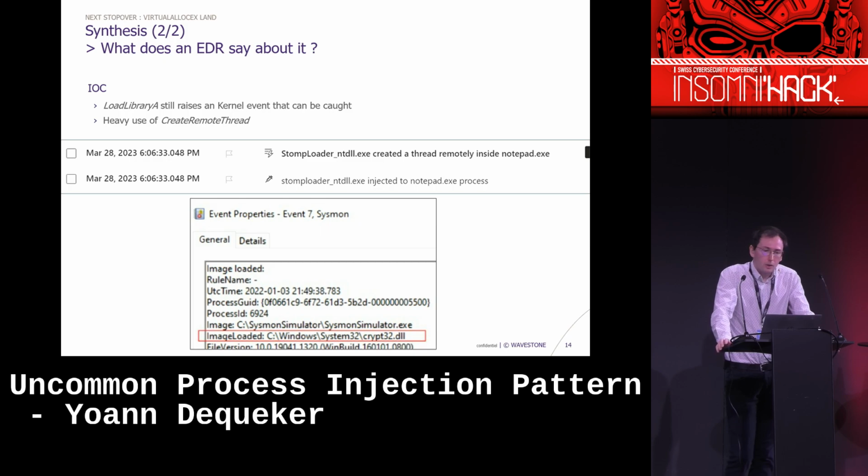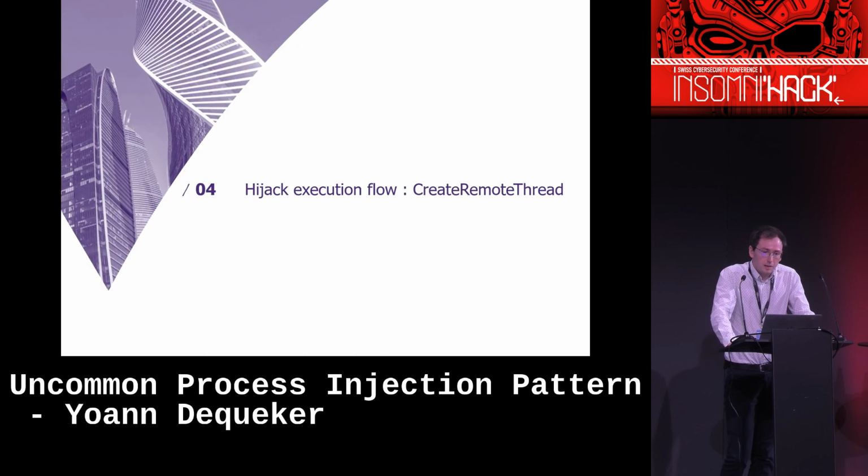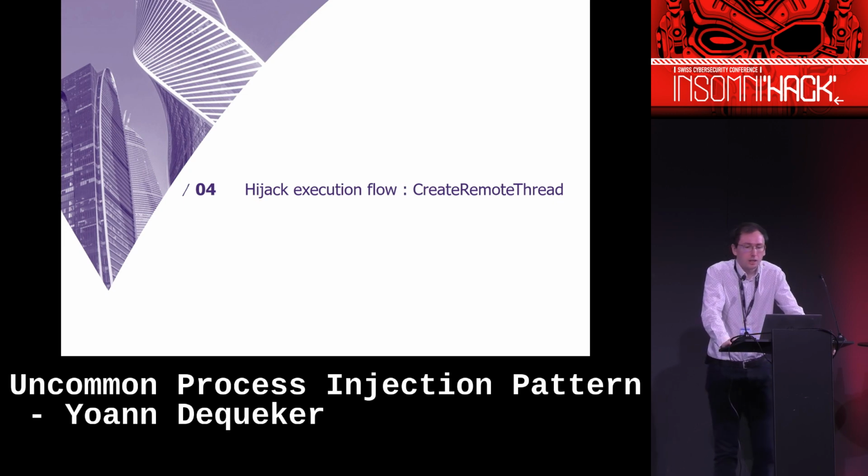So what we have done is kind of nothing. We have traded the VirtualAlloc IOC for a CreateRemoteThread IOC. So the next step is how we can bypass this event and how we can perform our process injection and our DLL injection without CreateRemoteThread.